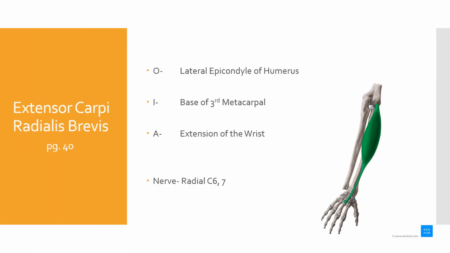Extensor carpi radialis brevis, origin, lateral epicondyle of humerus. Insertion, base of third metacarpal. Action, extension of the wrist.